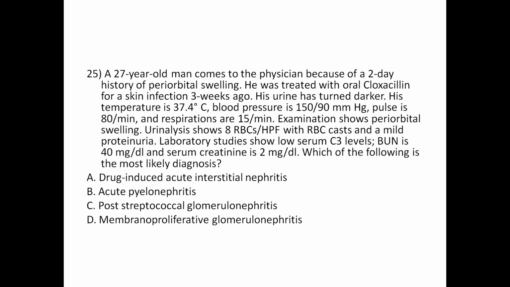His temperature is 37.4, blood pressure 150 by 90, pulse is 18, respiration is 15 breaths per minute. Examination shows periurethral swelling. Urinalysis shows 8 red blood cells per high power field with RBC casts and mild proteinuria. Laboratory study shows low C3 level, or complement 3 level. BUN is 40 milligram per deciliter. Serum creatinine is 2 milligram per deciliter. Which of the following is the most likely diagnosis?